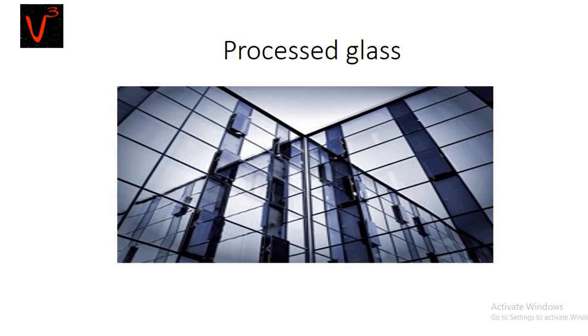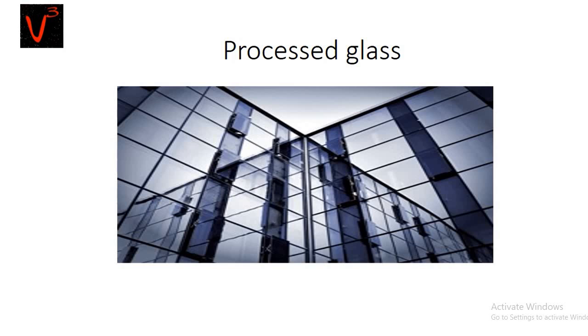Seventh type is processed glass. So as to improve the quality and utility, some processing is performed on glass and various types like reinforced glass, plain glass, fiber glass, frosted glass, translucent glass, etc. are produced.